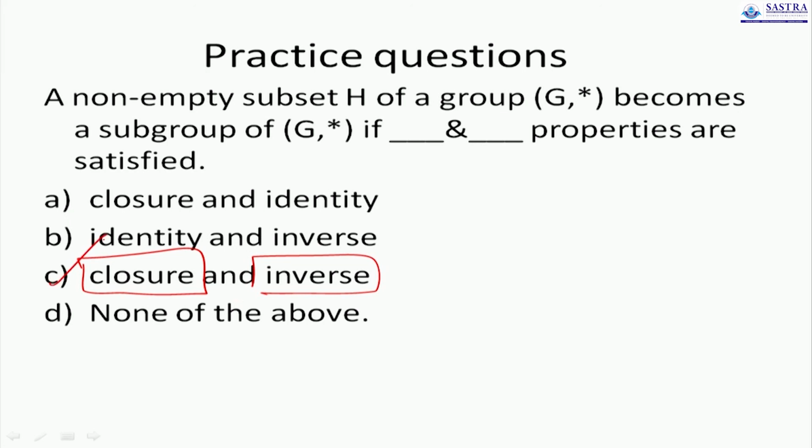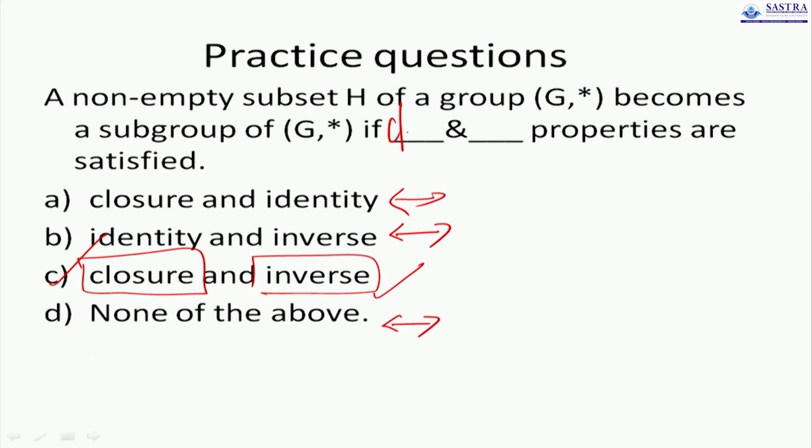Therefore option C is what we are looking for, because option A does not talk about the inverse, it can't be right. Option B does not talk about closure, it can't be right, and option C is what we learnt under the two condition test, and that is perfectly right. Therefore none of the above is also not correct.